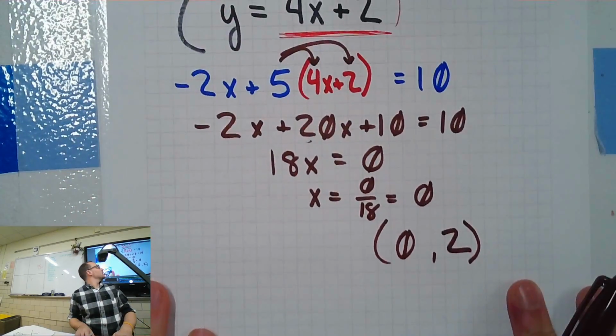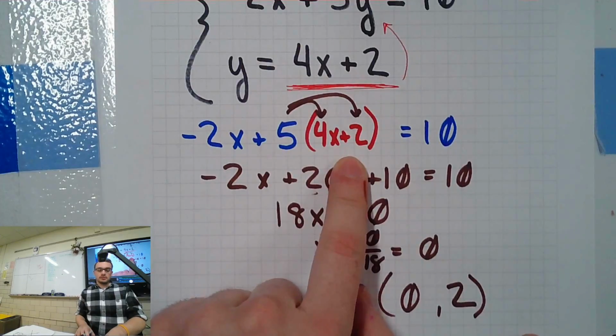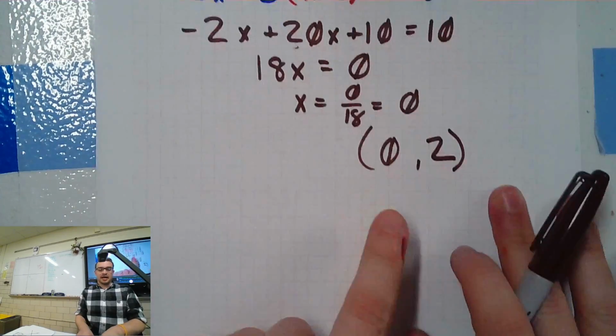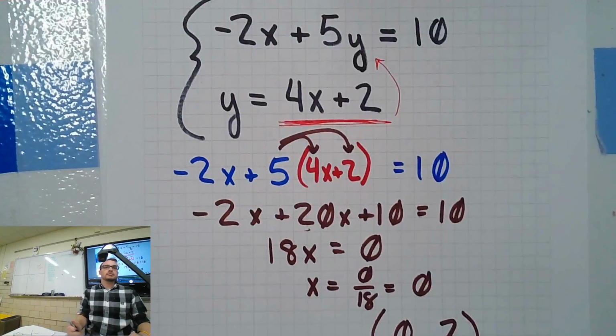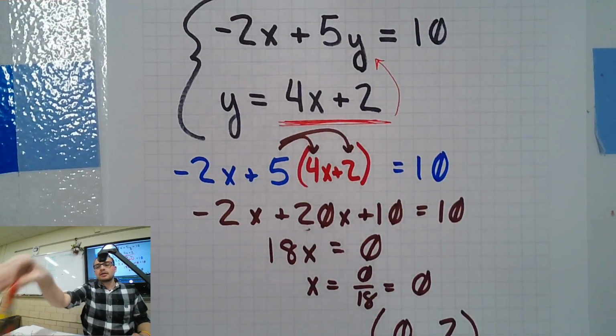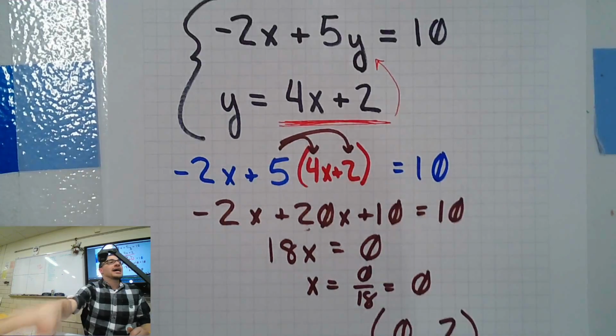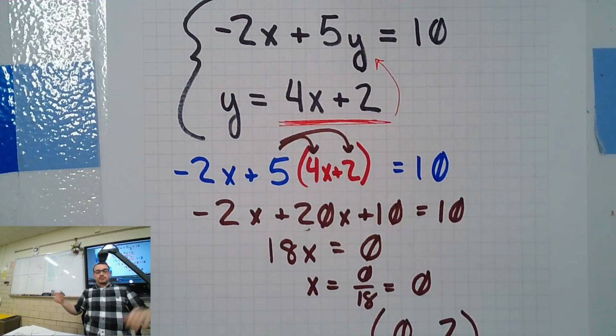We plugged it in. We distributed. We did math. We got 0. And then we plugged it in and got 2. Cool? All right. Yes, that's substitution. Switching stuff out. Next one.